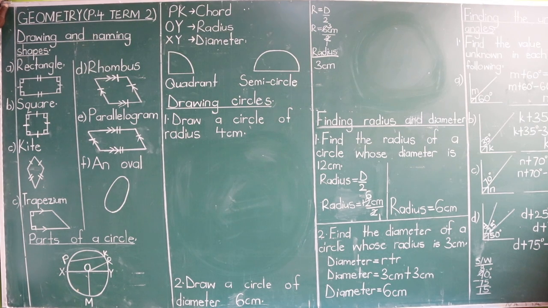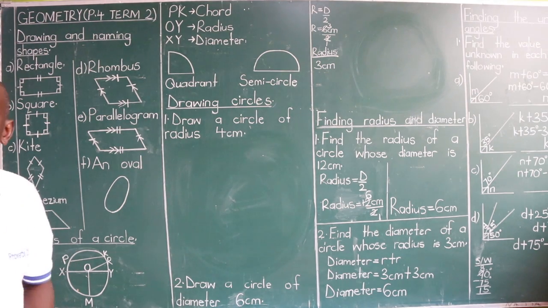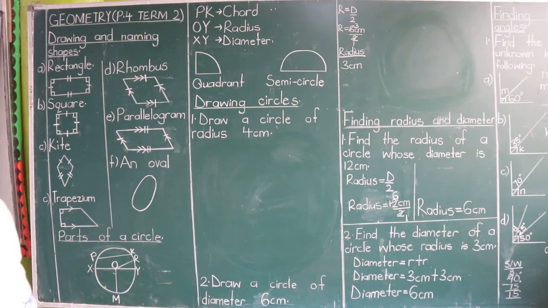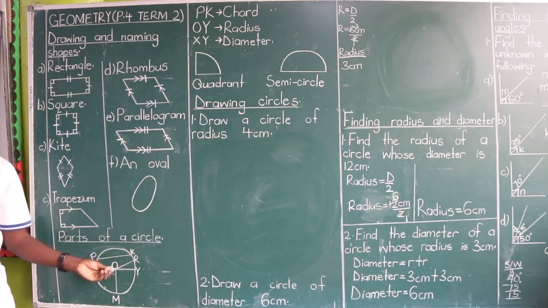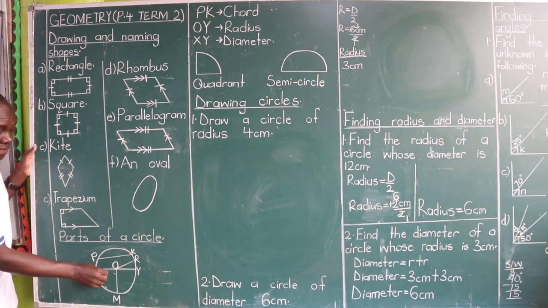Then a line drawn from the wall of a circle, called the circumference, to the middle of the circle is called radius. So this line is called radius. That is RO. Line RO is called radius. Please, line RO is called the radius. So look at the radius here.